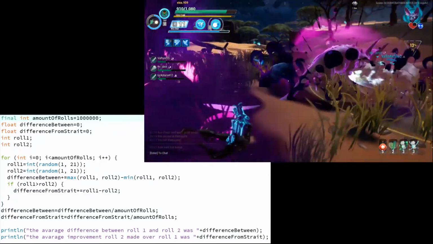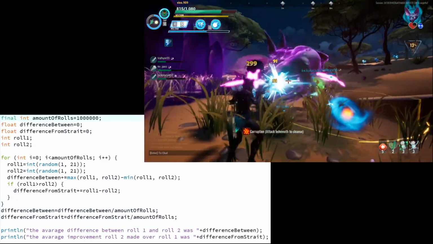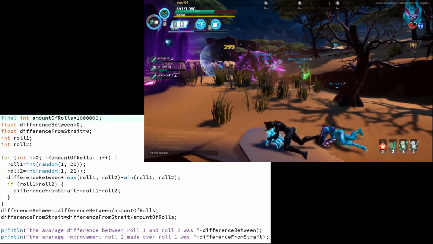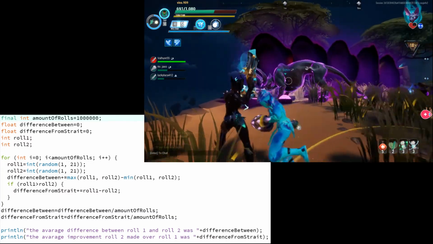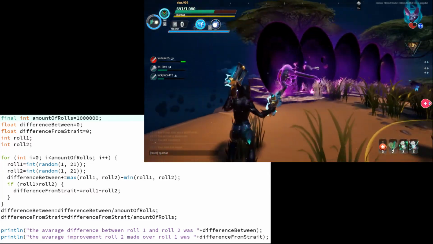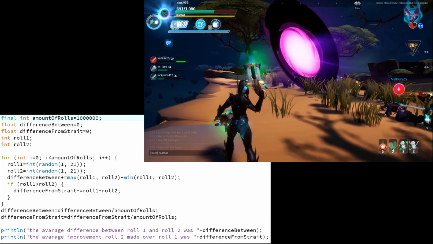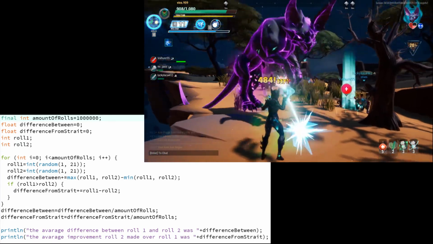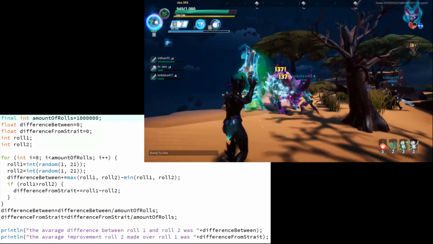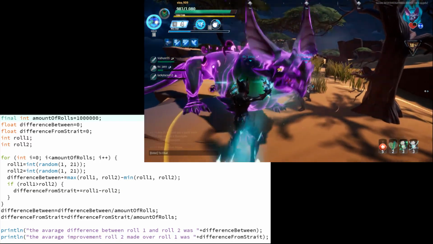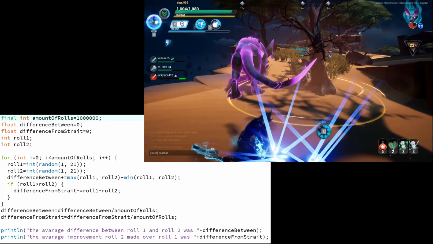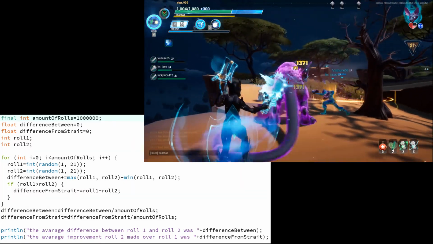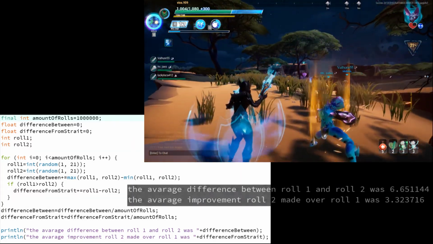Basically what I'm doing here is I keep track of two things. I set an amount of times that I will roll 2 dice. Then I keep track of the differences between the 2 dice, and I keep track of how much roll number 2 improved on roll number 1. Effectively, differenceFromStrait keeps track of how much the advantage would do for you.